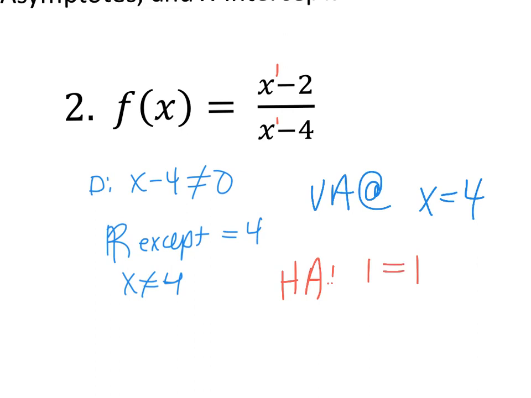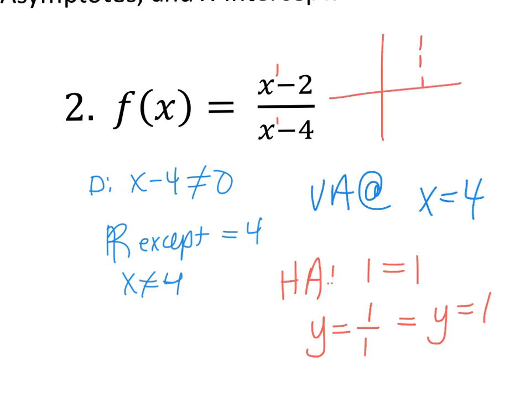They equal each other. So when I have equal degrees in the numerator and the denominator, how do I find my horizontal asymptote? Leading coefficient of the numerator over leading coefficient of the denominator. So where is my horizontal asymptote at? Y equals 1. So think about this. If I was going to graph this, I'd have a vertical asymptote over here at 4. And then I would have a horizontal asymptote here.